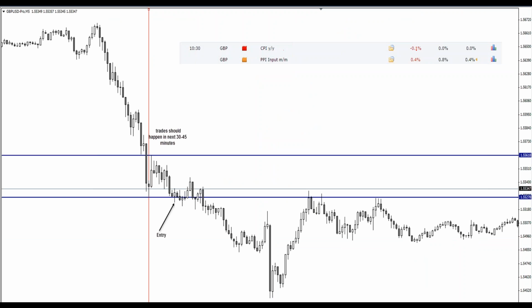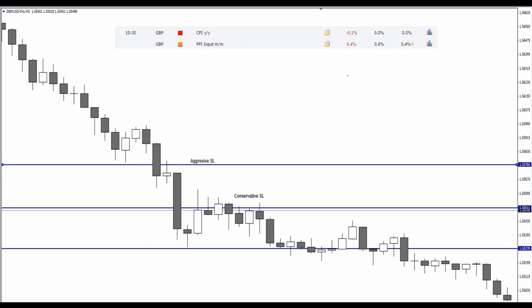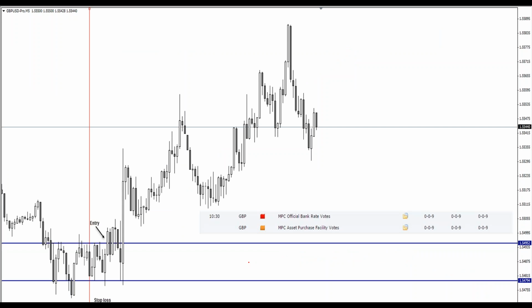This is when CPI came bad. It was worse than expected. So this is our setup candle, okay? And basically this is our entry. Here the news was red, so we want to take a short trade. This is where you place your short trade, exclusively on the 5-minute time frame. Okay? Again, guys, example. You traded this setup because the news was bad. This is where you place a conservative stop loss, and this is where you place an aggressive stop loss.